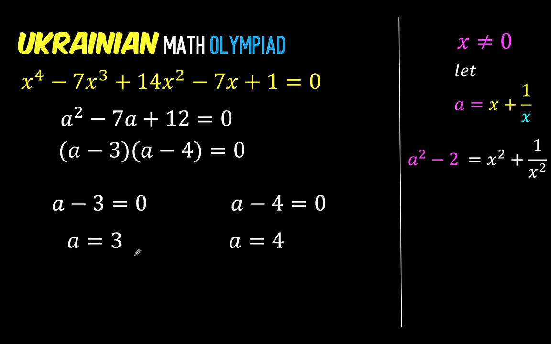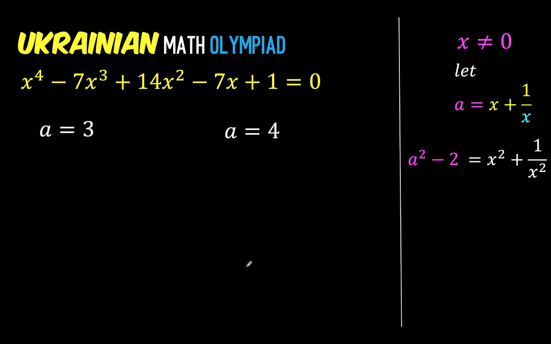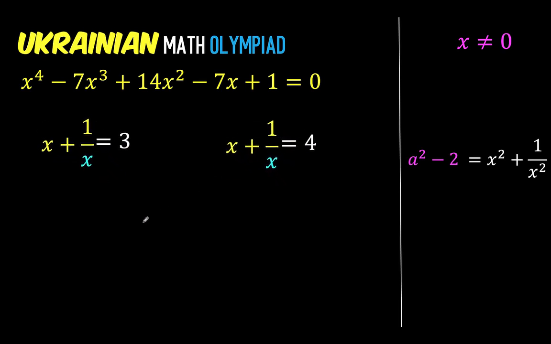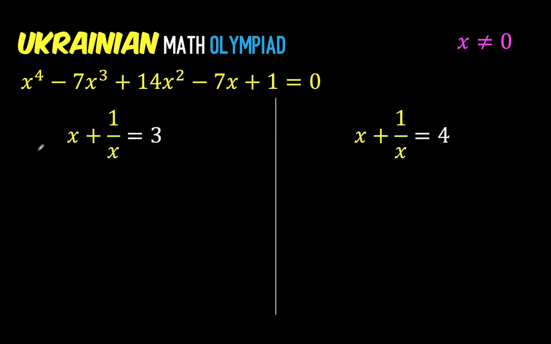But we are not after the value of a, we are solving for the value of x. So we need to do backward substitution now. We know that a is equal to x plus 1 over x, and since both of them are equal to the same quantities, then we now arrive at these two equations. x plus 1 over x equals 3, x plus 1 over x equals 4. Again, there's still a variable x in the denominator which we can eliminate by multiplying each of the terms by x. So multiplying by x times x gives us x squared, x times 1 over x gives us 1, 3 times x gives us 3x.